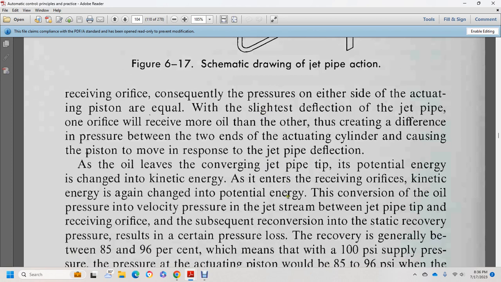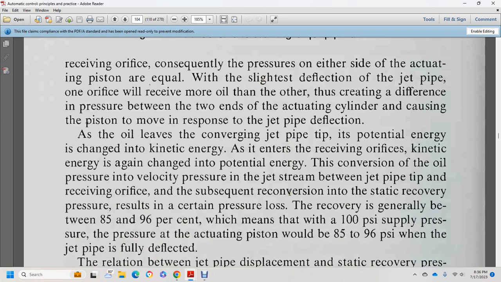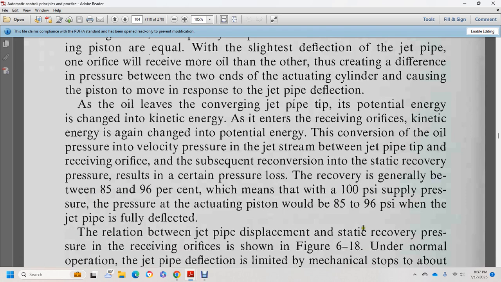As the oil leaves the jet pipe tip, potential energy is converted to kinetic energy, and at the receiver the kinetic energy is converted back to potential energy. The velocity pressure of the jet stream between the jet pipe and the tip of the receiver is reconverted to static recovery pressure, generally 85 to 96% of the supply pressure. Meaning with a 100 psi supply pressure, the pressure at the actuating piston is 85 to 96 psi when the jet pipe is fully deflected.